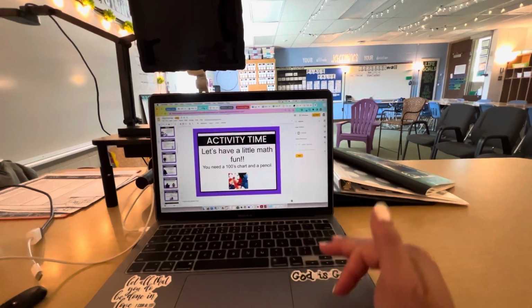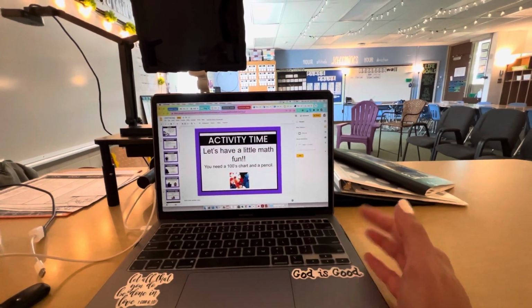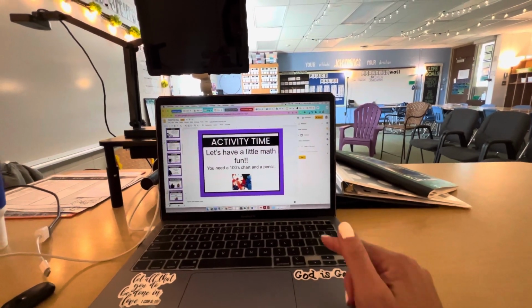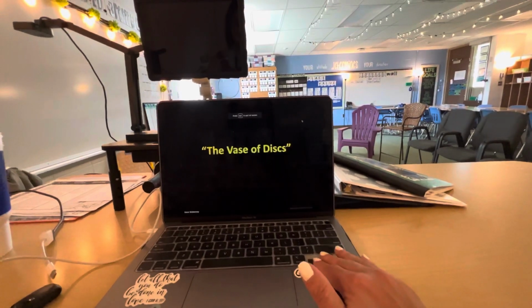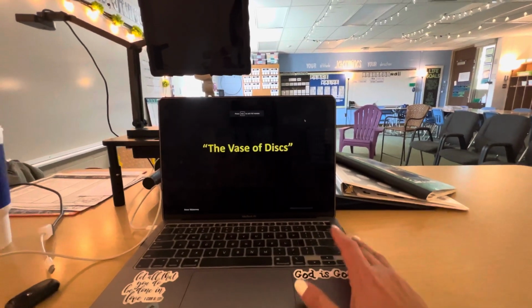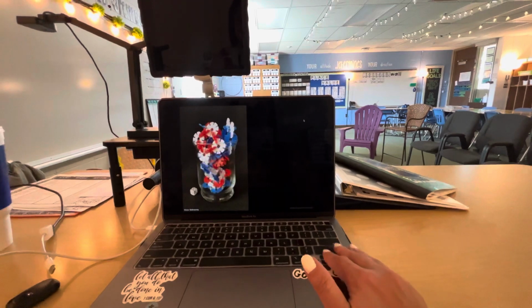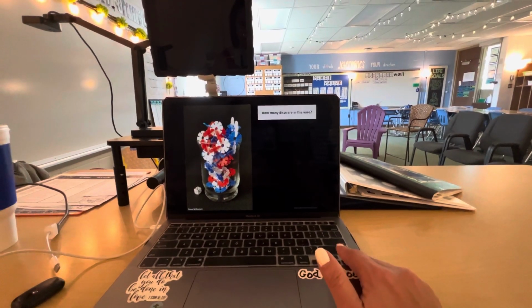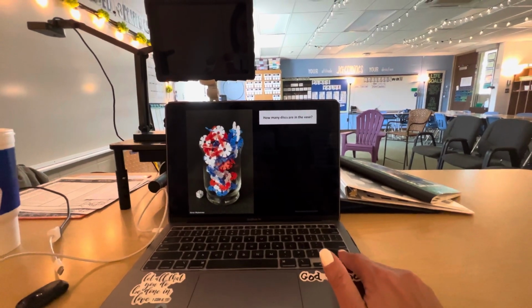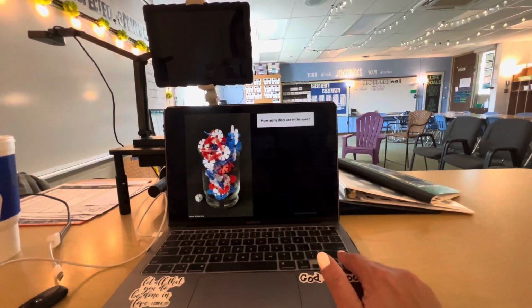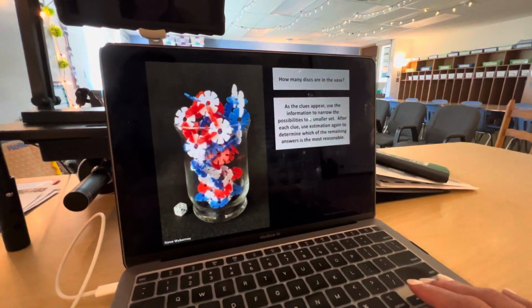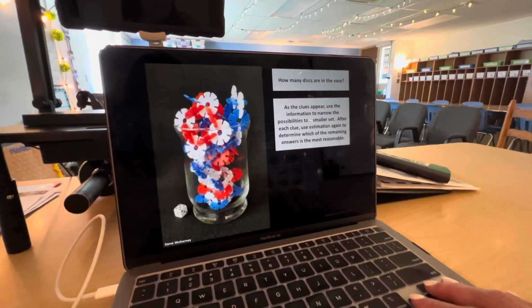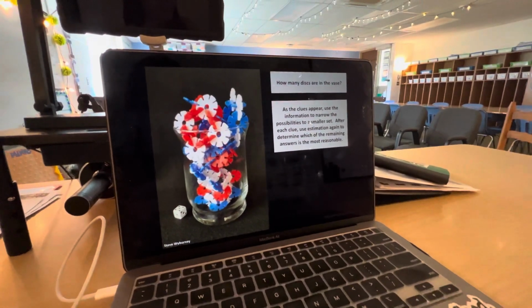Let me switch over here. I download them and I put them into my Google Drive. See all this. This one is just called the Vase of Discs. They all have names. The kids are given this and they have to estimate how many discs they think are there. Then it goes through the directions: clues will appear and you're going to have more information.